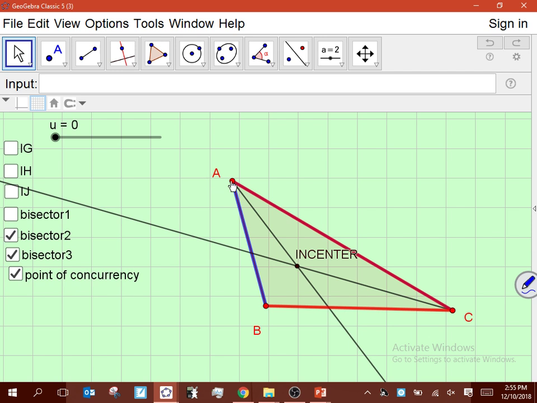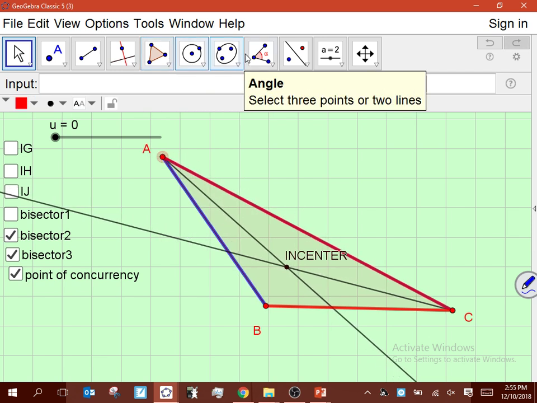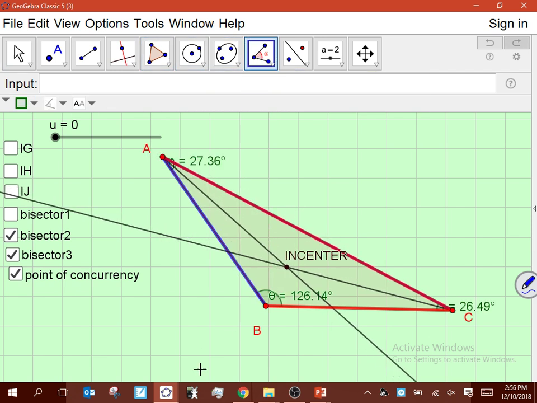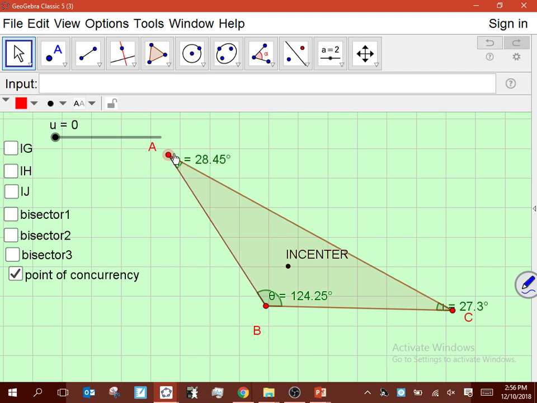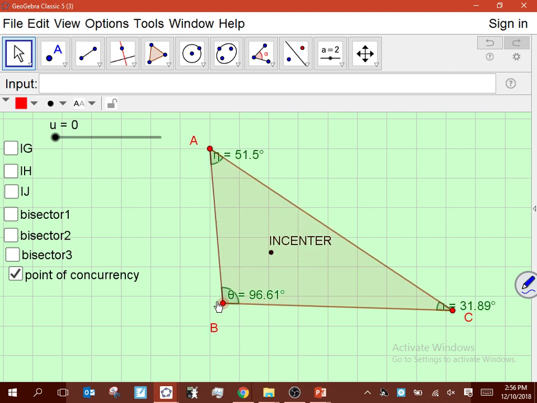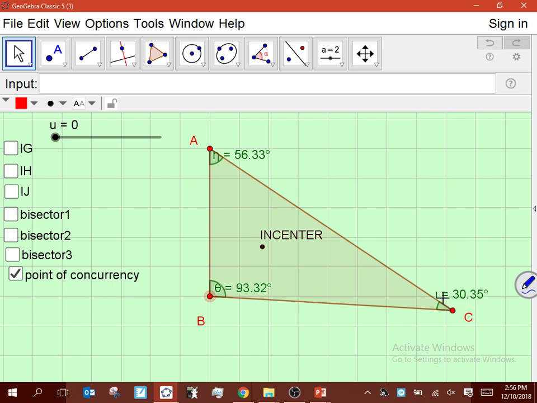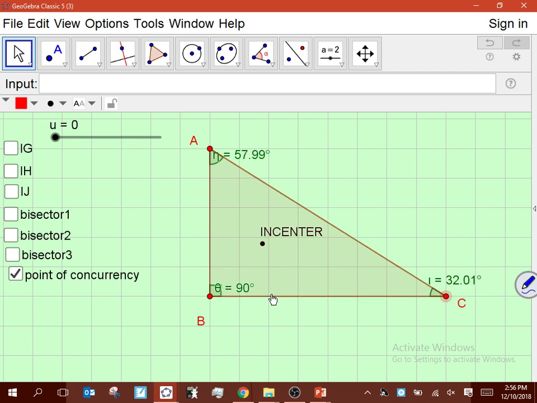Right now, what kind of triangle do you think we have here? That's obtuse, a 126-degree angle. Where is the incenter? On the inside of the triangle, okay? When I look at this triangle, what kind of triangle is that? A right triangle. Where is the incenter? So on the inside, okay?